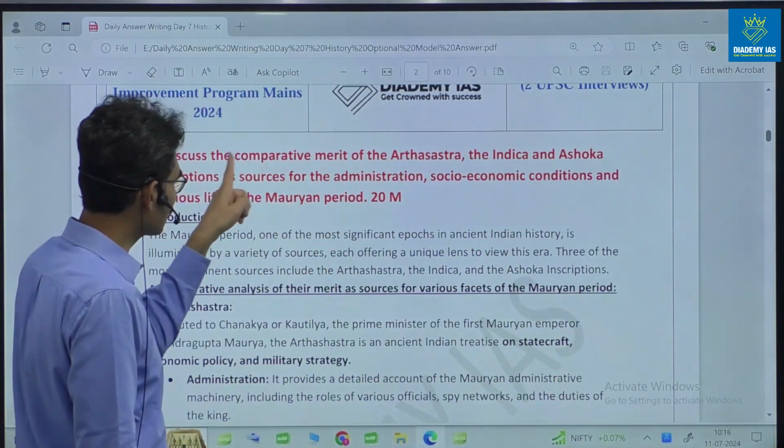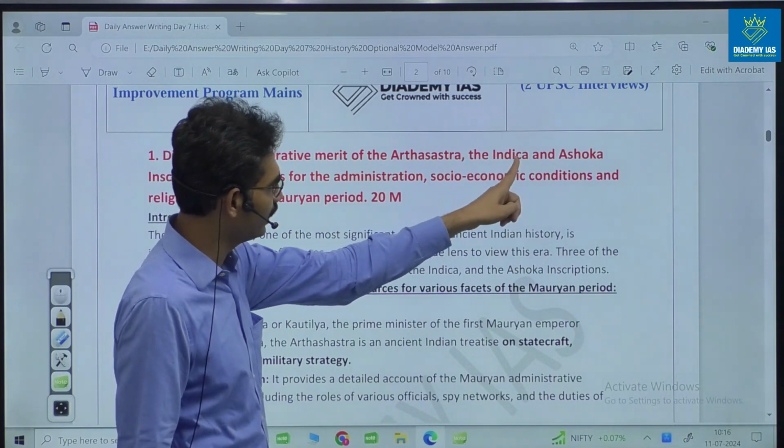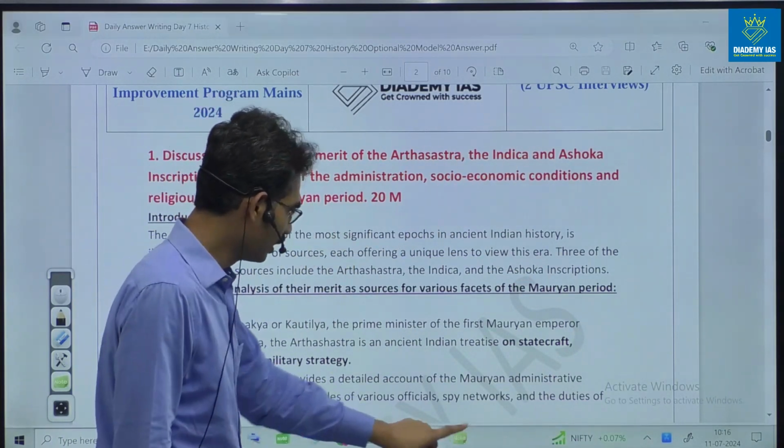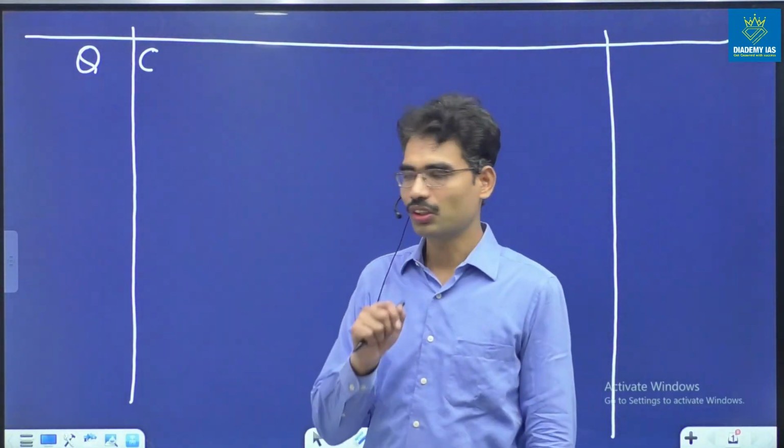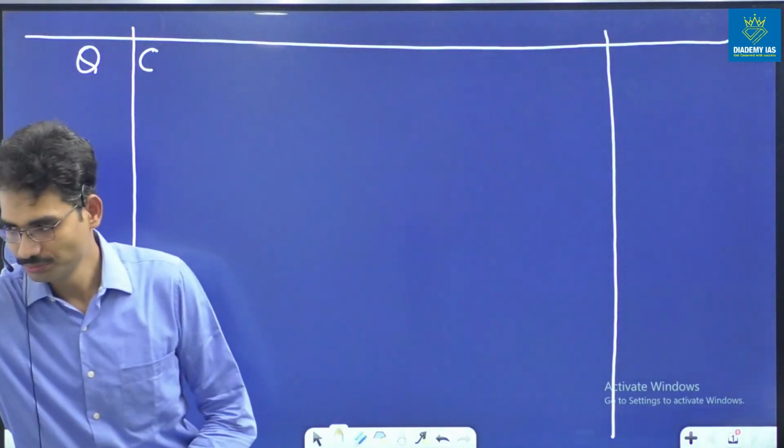Now here it is asking about the comparative merit of Arthashastra, Indica and Ashoka inscriptions. Now this is the question paper. Now you have to answer in this way.